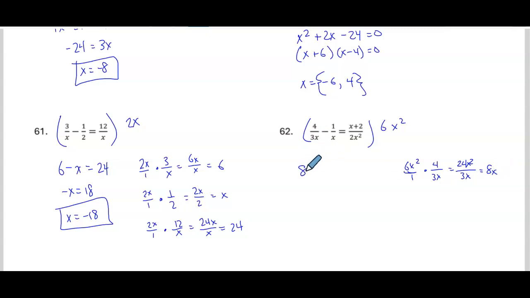So this first one becomes 8x. 6x squared over 1 times 1 over x. 6x squared over x, which is 6x. And then, let's keep it consistent. Let's do 6x squared over 1 times x plus 2 over 2x squared. 6x squared times x plus 2 over 2x squared. X squareds cancel, 6 and 2 is 3, so 3 times x plus 2.